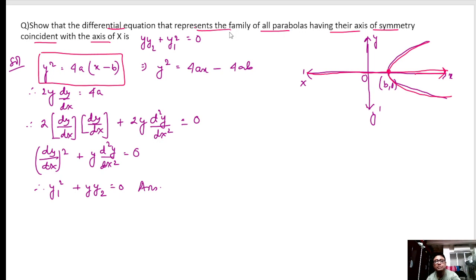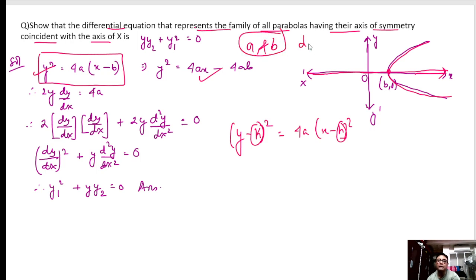If you know the parabola's equation, it is y minus k whole square equal to 4a times x minus h. Here h is b and k is 0. So putting this, we get this. Now here, how many constant terms are there? As you can see, there are two constant terms, a and b. So we have to differentiate up to the second order. Differentiating this, we get 2y dy by dx, and this becomes 4a.